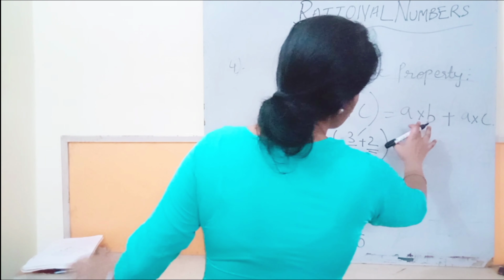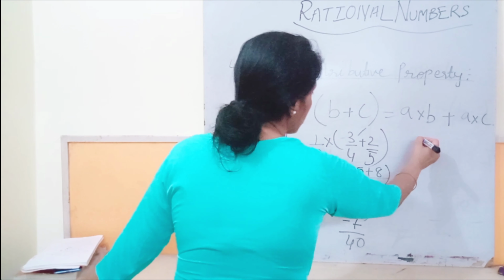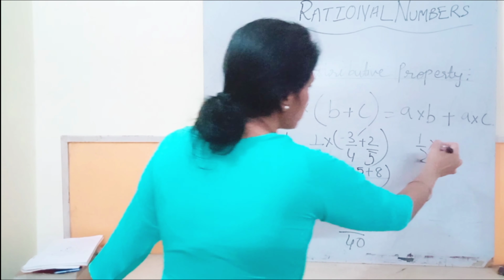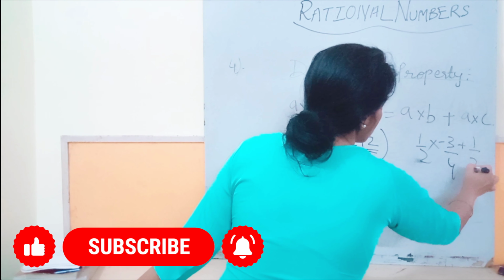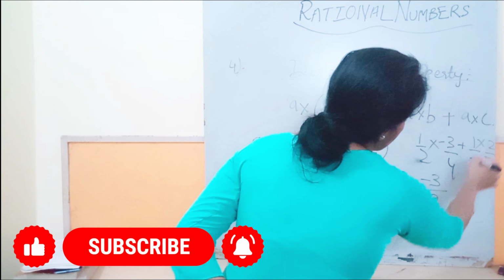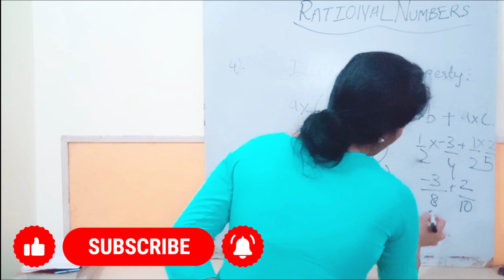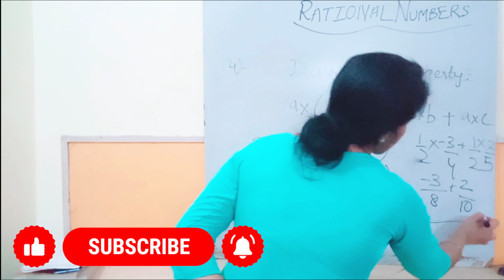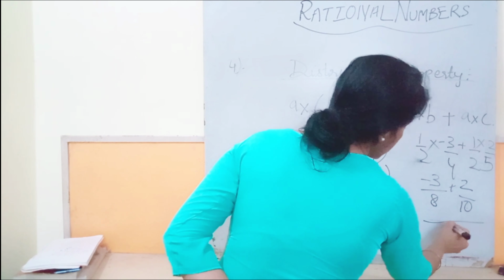So now, children, we have to put A's value. A's value is 1 by 2 and B's value is minus 3 by 4. Okay, plus A's value is again 1 by 2 and C's value is 2 upon 5. Now minus 3 ones are minus 3, 4 2's are 8. Here plus 2 ones are 2 and 5 2's are 10. Now 8 and 10, LCM of 8 and 10 is 40.